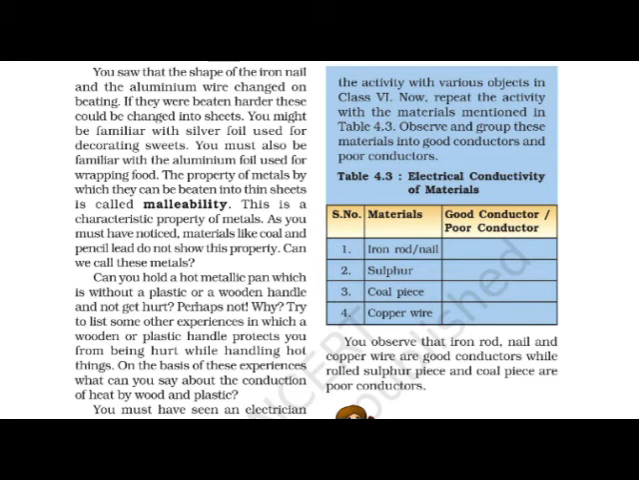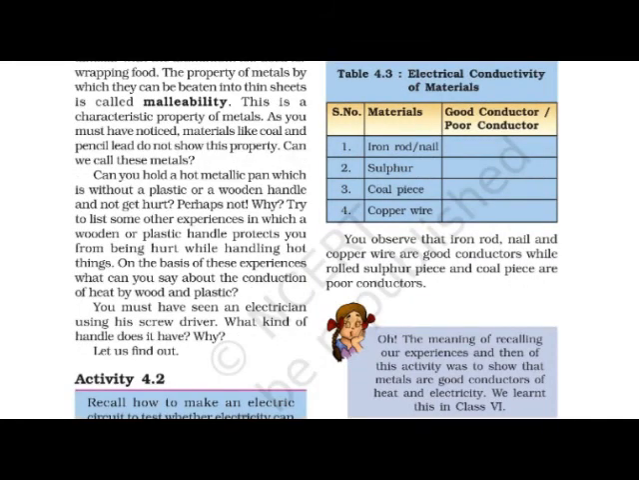If the hot metallic pan that we use in our home does not have a plastic or wooden handle, and instead has a handle of metal, what will happen? Can it cause any hurt? Yes, definitely it will hurt your hands. Okay, so why do we use wooden and plastic handles? Mostly to avoid any kind of hurt. What's the reason behind it? On the basis of these experiences, what can you say about the conduction of heat by wood and plastic?